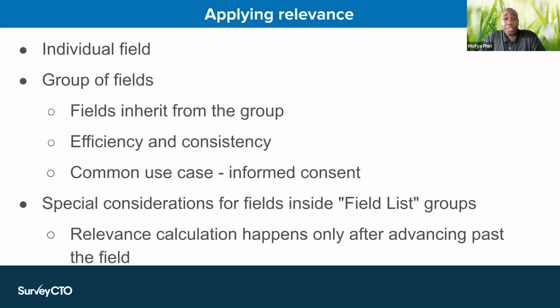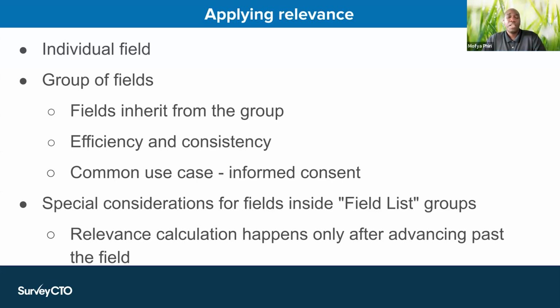So relevance in SurveyCTO can be applied either to individual fields or to groups of fields. When you apply relevance to a group, it particularly helps with efficiency, okay? Because if multiple questions have the same condition, you can then skip them at the same time.